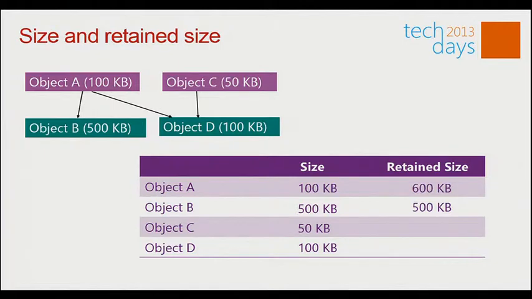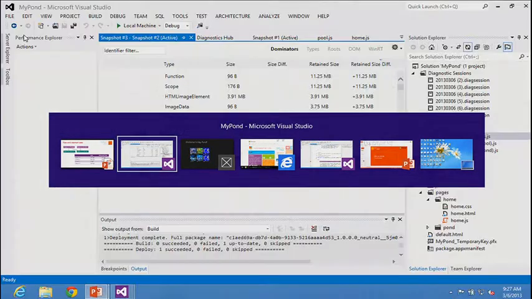So the rest of these are fairly straightforward. Object B, object C, and object D, their retained size is just their size. So let's go back to Visual Studio here.